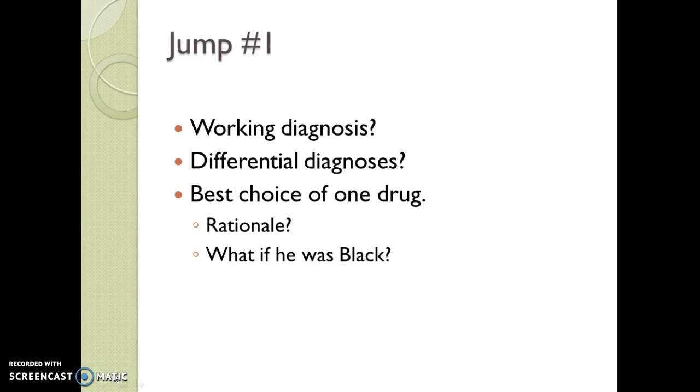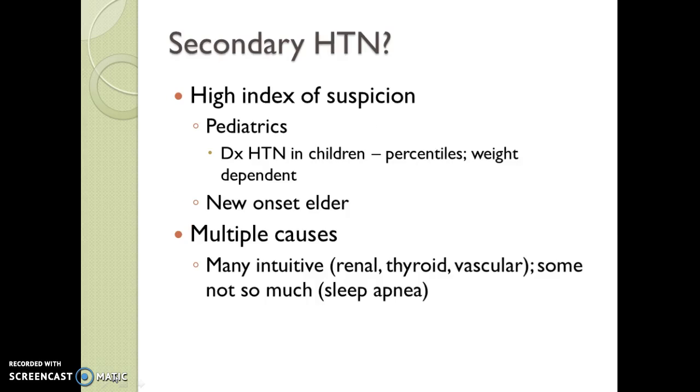And so in this case, we may explore some of the potentials for a secondary hypertension, but given that he has had hypertension for a long time, really, we understand that he is probably a primary hypertension. We then start to think of a best choice of drug. We want to think of, what's our rationale? Why would we choose it? Taking a look at the guideline. And then also do consider, what if he were black, and what would you do differently?